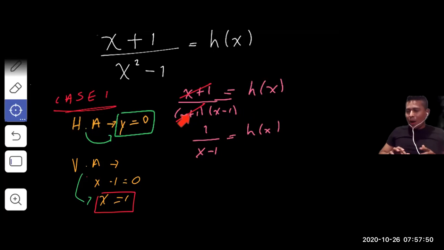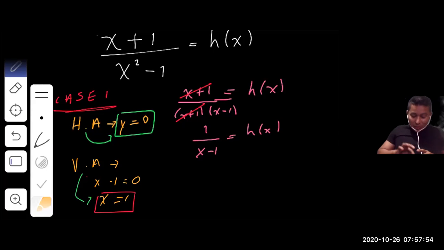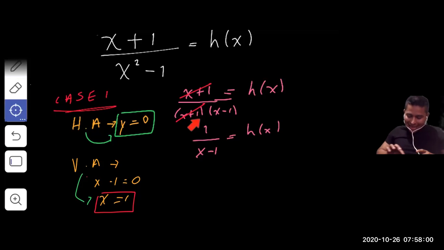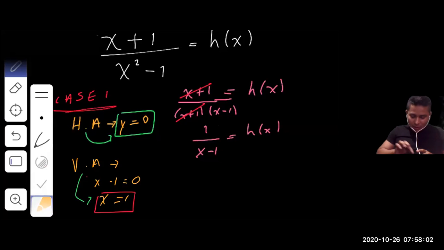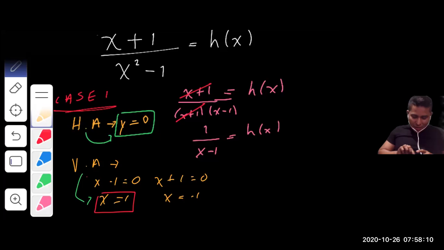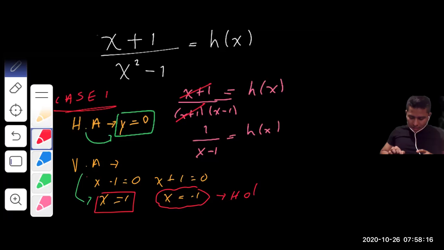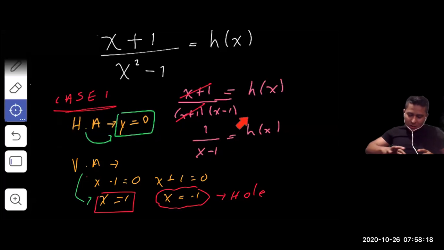And what about the x plus 1? It's going to be the hole, but we need to know where the hole is. Let's copy it too; even though it was canceled, we need to include it. The x plus 1 equals 0, and x equals negative 1. This is not going to be a vertical asymptote. This is going to be a hole, because it's what canceled here.